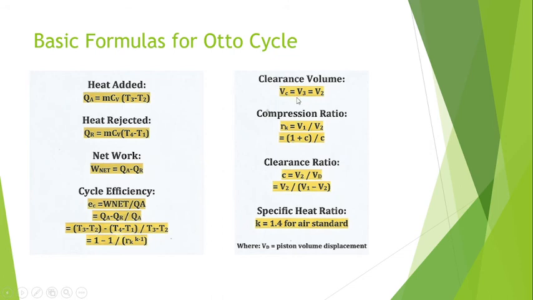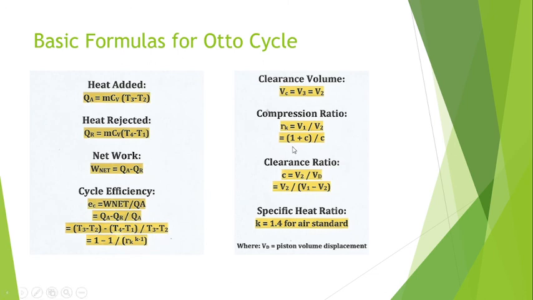Then the clearance volume is the volume at point 2, where the piston is compressed upward and the remaining volume is the clearance volume, the volume from volume 3 and volume 2. Then the compression ratio is the ratio between the volume when the piston is down and the volume when the piston is compressed in the cylinder.